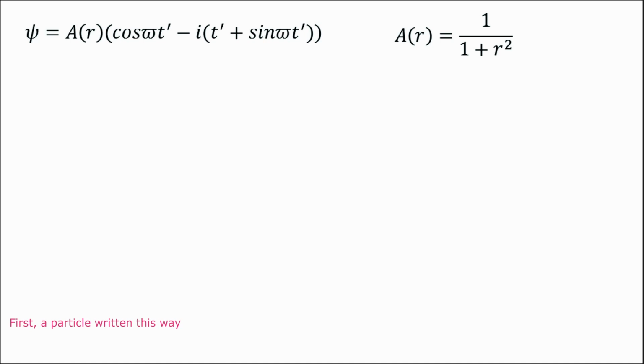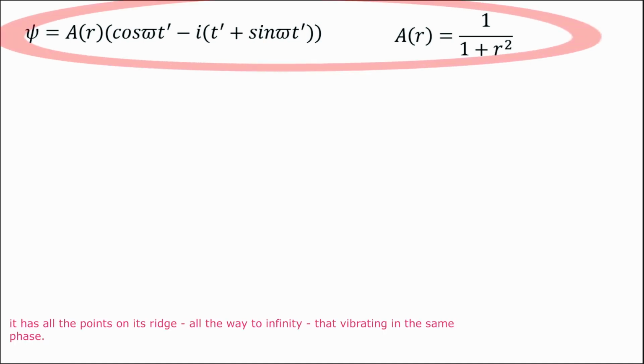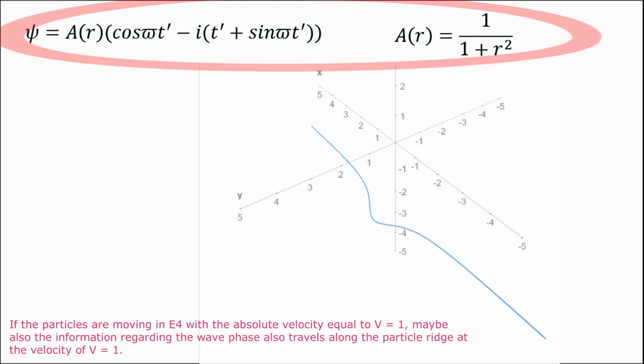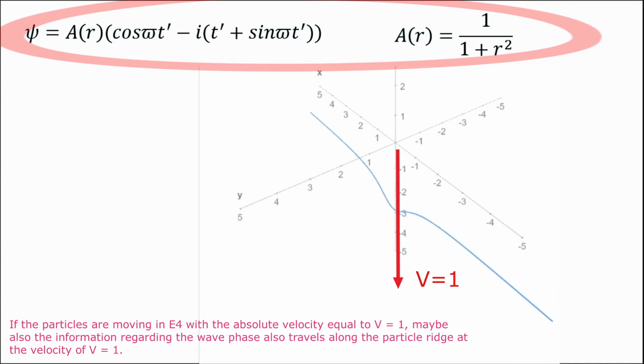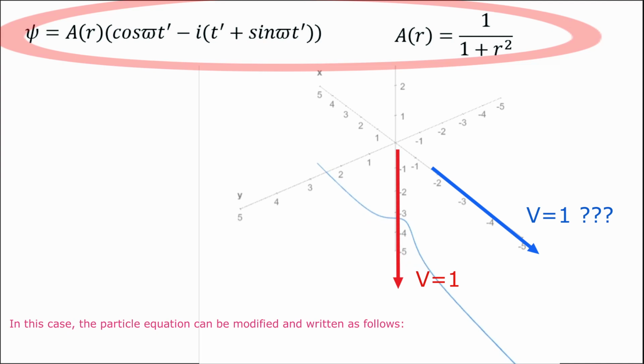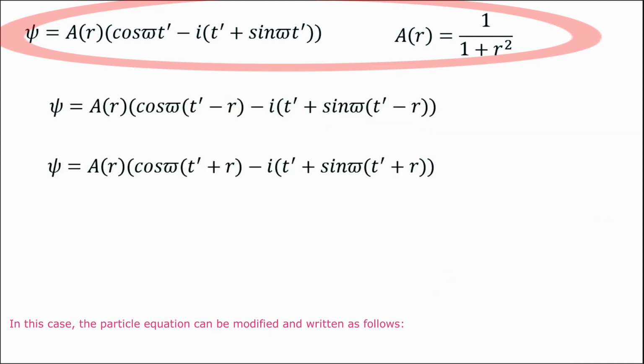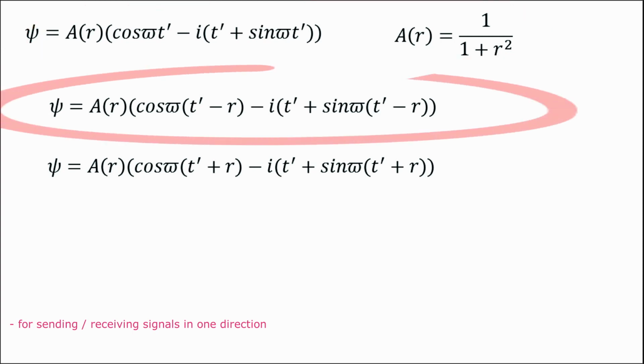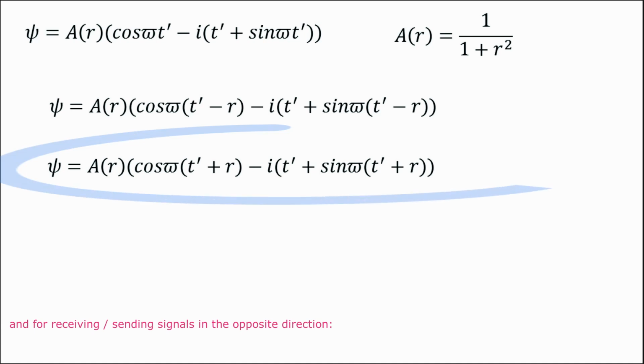First, a particle written this way has all the points on its reach, all the way to infinity, vibrating in the same phase. If the particles are moving in E4 with the absolute velocity equal to 1, maybe also the information regarding the wave phase also travels along the particle reach at the velocity of 1. In this case, the particle equation can be modified and written as follows. For receiving signals in one direction, and for sending signals in the opposite direction.